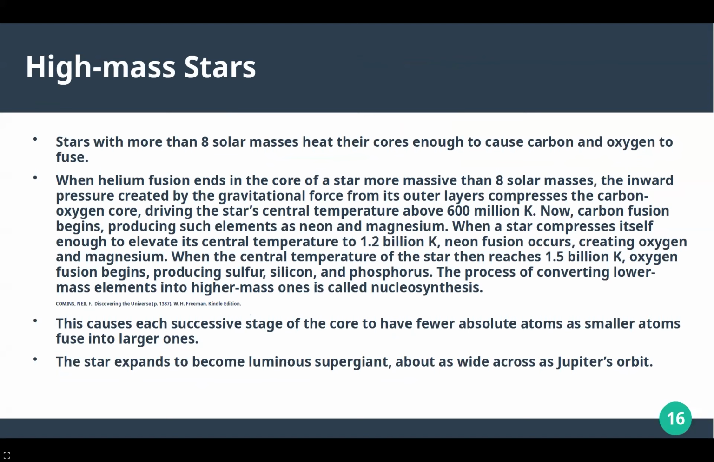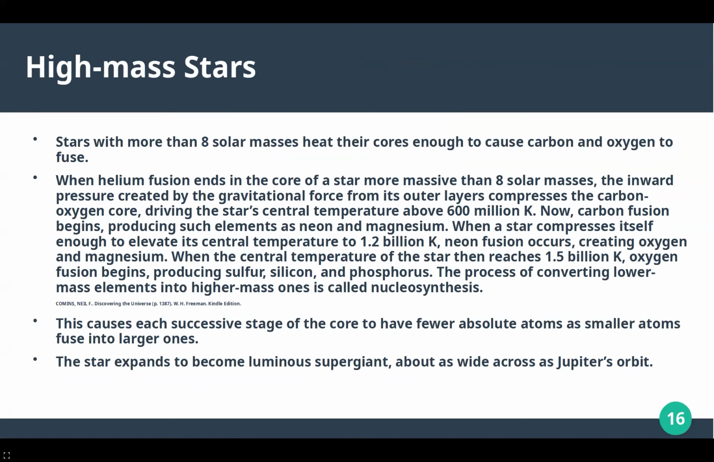Stars with more than 8 solar masses heat their cores enough to cause carbon and oxygen to fuse. When helium fusion ends in the core in a star more massive than 8 solar masses, the inward pressure created by the gravitational force from its outer layers compresses the carbon-oxygen core, driving the star's central temperature above 600 million Kelvin. Now carbon fusion begins, producing such elements as neon and magnesium.